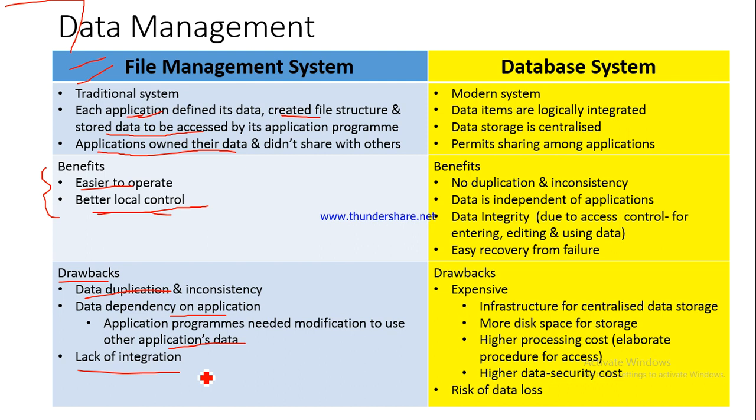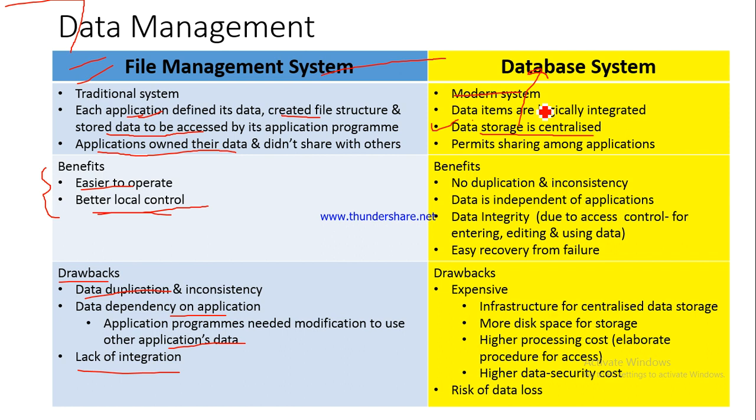Now here, this is the modern system that we have, right? Now what happens is data items are logically integrated and data storage is centralized. Now this is the most important aspect. So you have got one single data storage, and that data storage is known as the database, right? Fine. So that would be called the database, and since this database is there, it will include all the possible kind of data which is required by any of the applications, right?